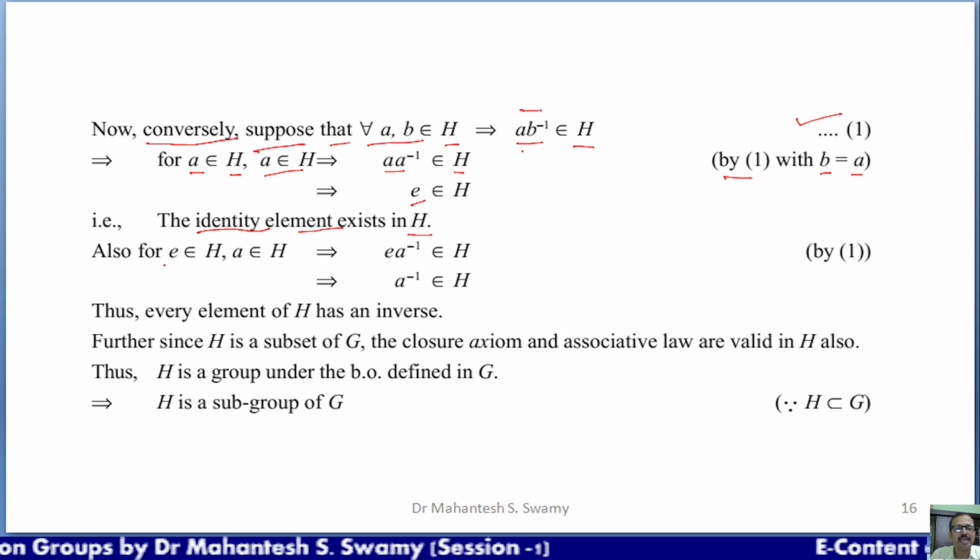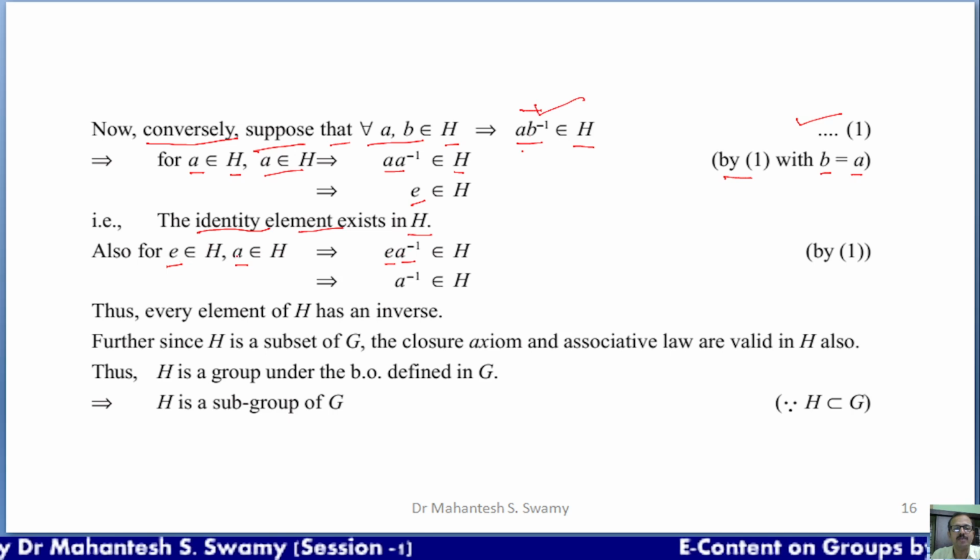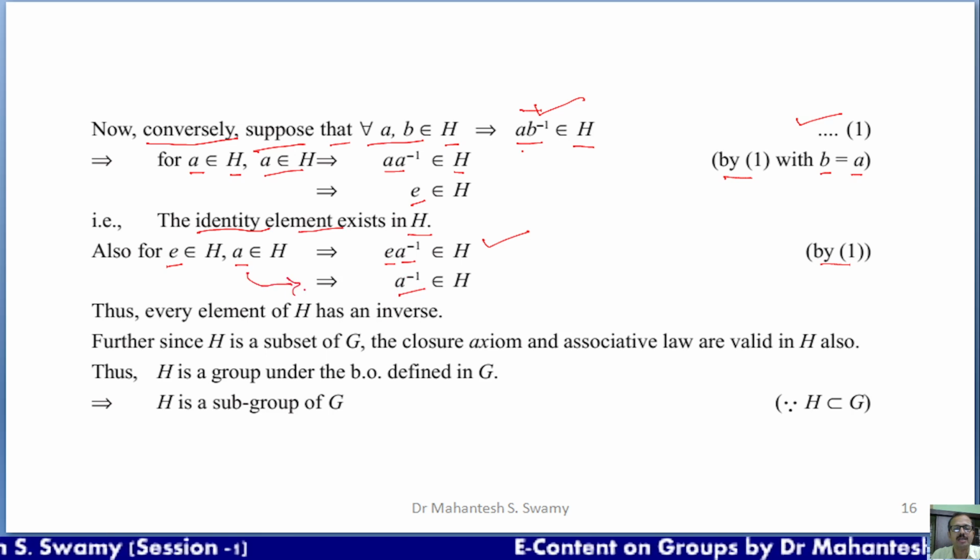Now for E belonging to H and A belonging to H, we have A B inverse just like this, E A inverse, where A is E and B is A in equation number 1. So E A inverse belongs to H. What is the product of any element with E? It is the same element, A inverse. So what we have proved, for any element A, there is an existence of its inverse. Therefore we say that every element of H has the inverse element.